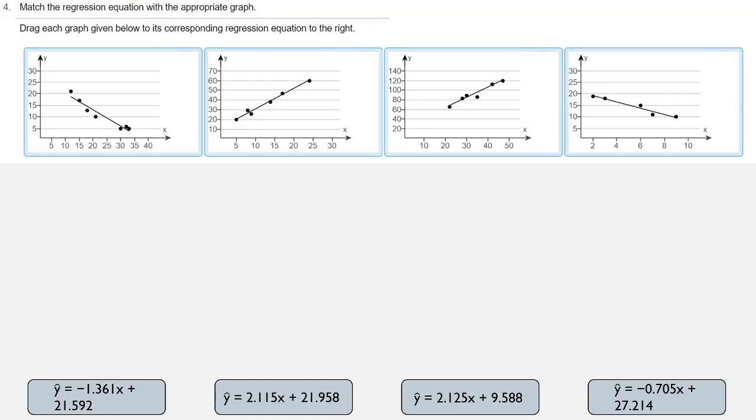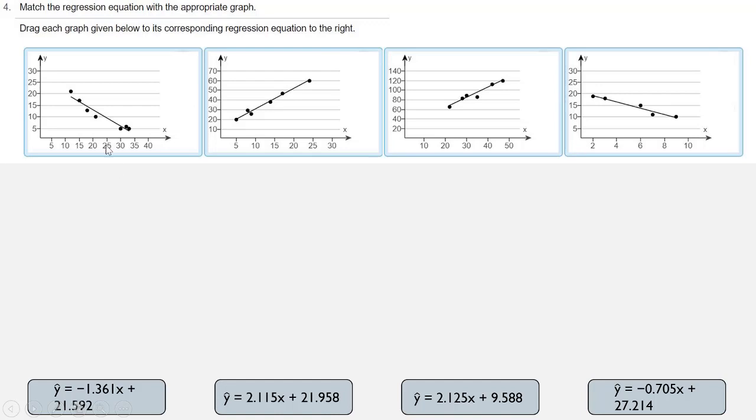How do we determine which one of these 2 negative slope equations go with that? It's all about the second number in the equation. The constant term at the end is what's called the y-intercept. So one of the y-intercepts is 21.592. The other one is 27.214.